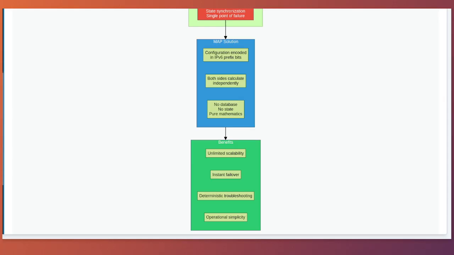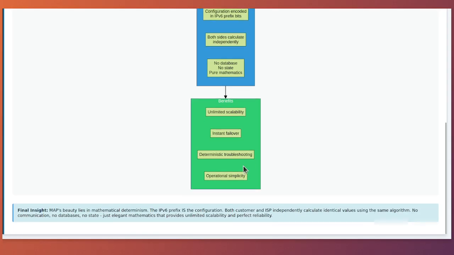The border relay uses the calculations to validate every incoming and outgoing packet, ensuring that the embedded IPv4 address and port are consistent with what the customer's prefix authorizes them to use. This creates a completely stateless system. The border relay maintains no session state, no binding tables, no databases of customer assignments. Everything it needs to know is computed on demand from the IPv6 addresses it sees in packets and the MAP rule parameters it has been configured with.